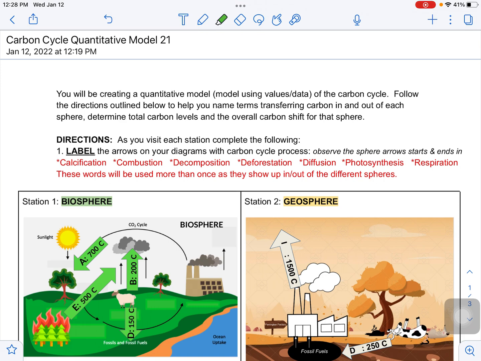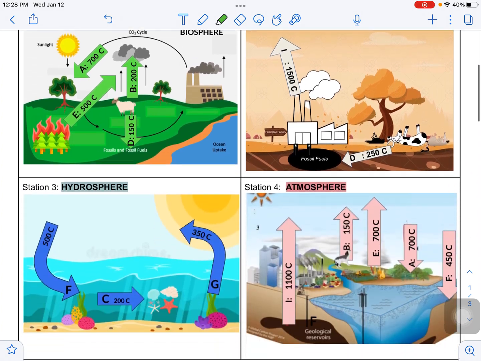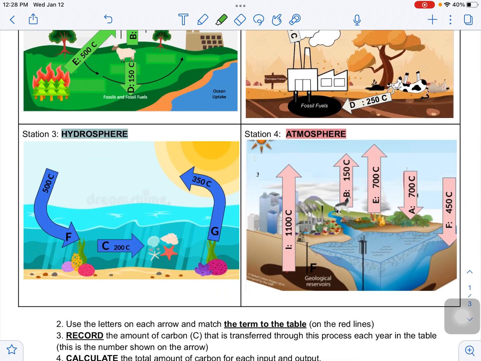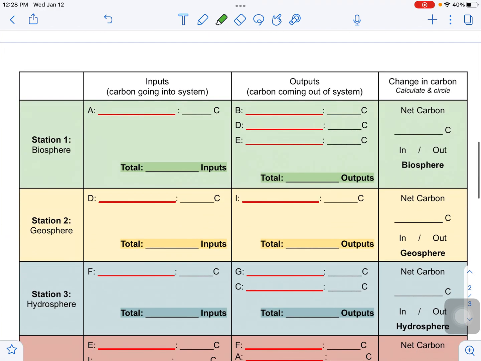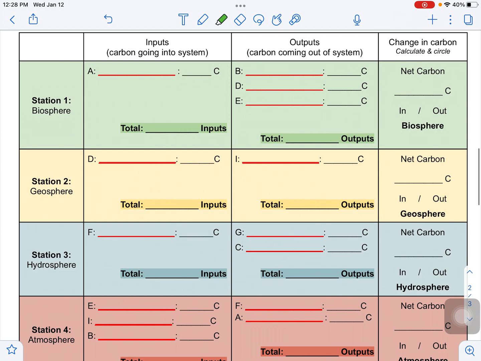So what we're going to be doing is creating what's called a quantitative model of the carbon cycle. We're going to use the values and the data that's in each of these spheres and see if we can figure out how much carbon is going in and out of the system. Okay, so we are going to look at these 4 different stations here, and below this is where our data is going to go.